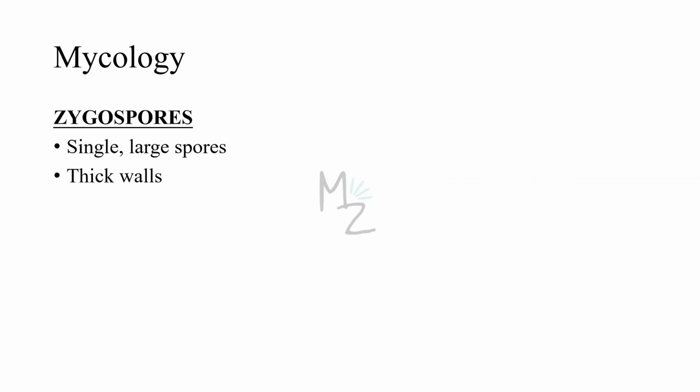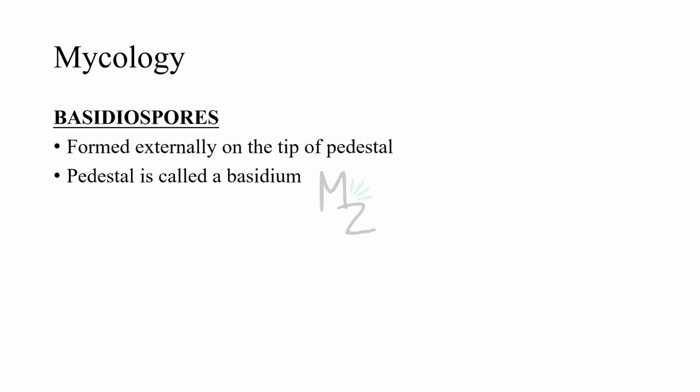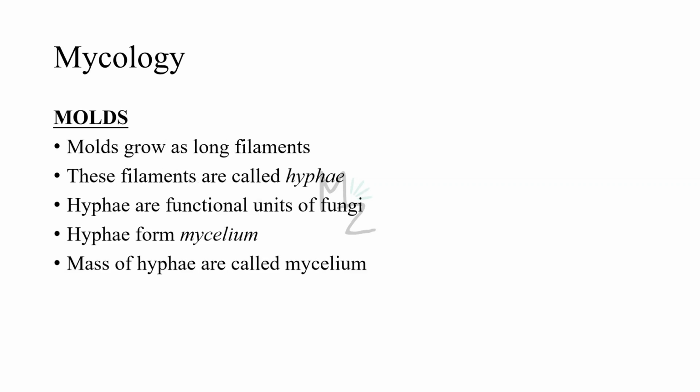Now let's have a look at zygospores. Zygospores are single large spores with thick walls. Ascospores are formed in a sac called ascus. Basidiospores are formed externally on the tip of a pedestal called basidium. Yeasts grow as single cells that reproduce by asexual budding. Molds grow as long filaments called hyphae and form a mass that is termed mycelium. The filaments are called hyphae and these are the functional unit of fungi.